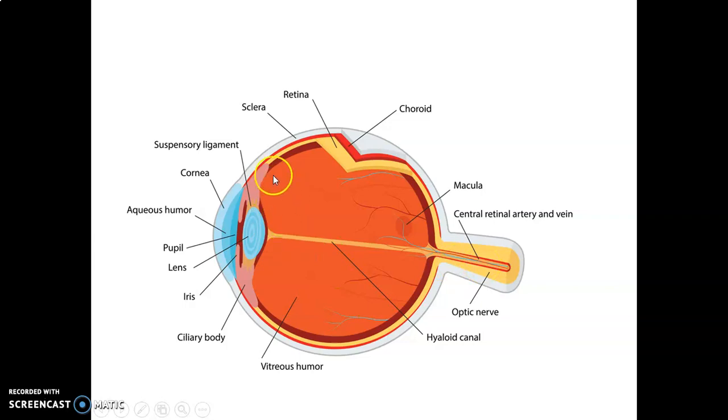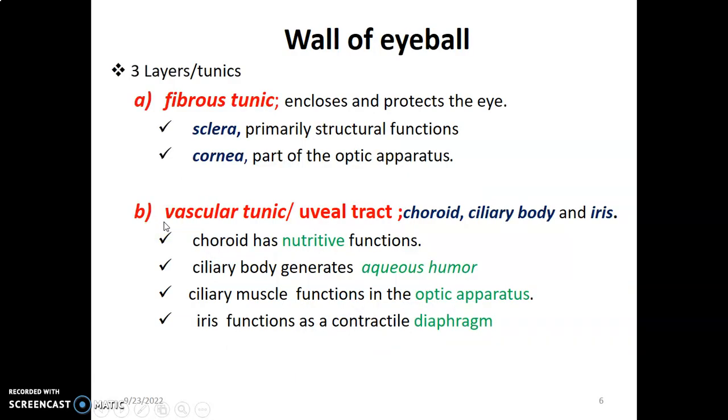So it has three layers. The fibrous tunic has the posterior sclera and anterior cornea, and the cornea is transparent, so it forms part of the optic apparatus. After the fibrous tunic, you have the vascular tunic, or the uveal tract. It has three parts: the choroid, ciliary body, and the iris. The choroid is for nutrition. When the ciliary muscles contract, they affect the ligaments that are supporting the lens. The iris acts as a diaphragm to regulate the amount of light entering the eye.